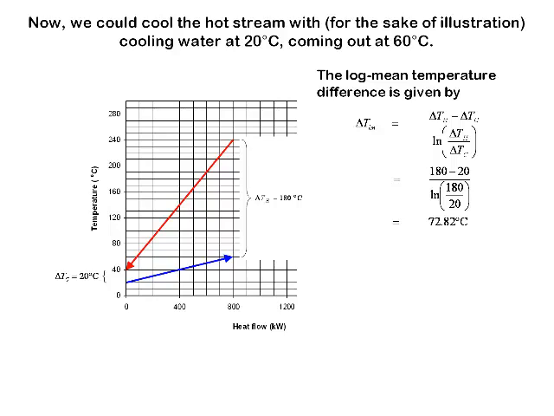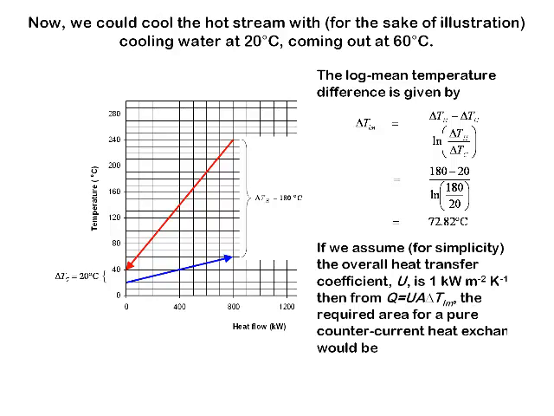72.82 degrees C. Now, the size of the heat exchanger can then be calculated from the equation Q equals UA delta T. We know our delta T. Let's assume, for simplicity, for the sake of illustration, that the overall heat transfer coefficient is 1 kilowatt per meter squared Kelvin. Then we can calculate the required area for our countercurrent heat exchanger as A equals Q over U delta T log mean equals 800 over 1 times 72.82, which comes out to be 10.99 meters squared, which is obviously much too precise. We'd say 11 meters squared.